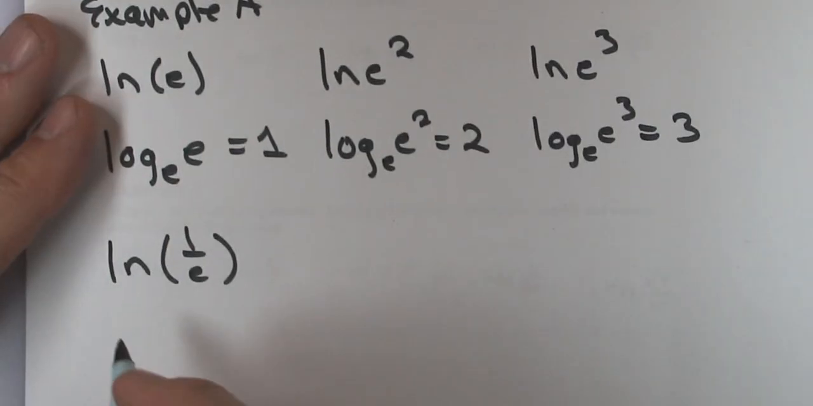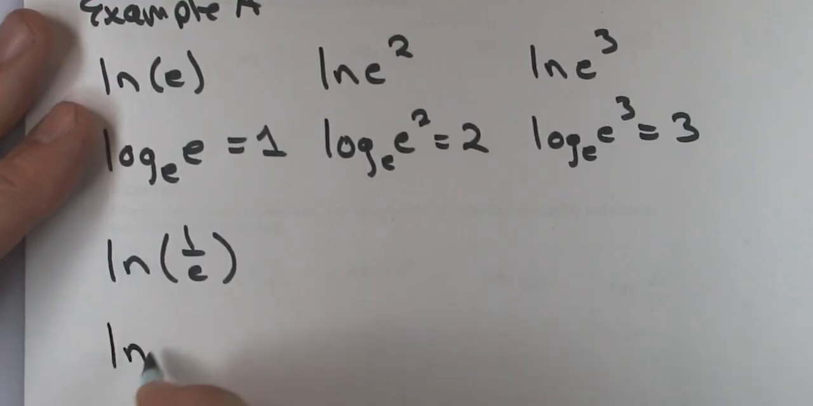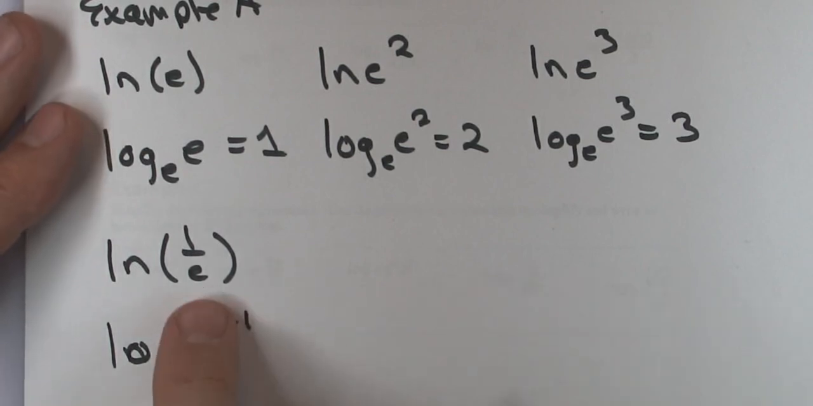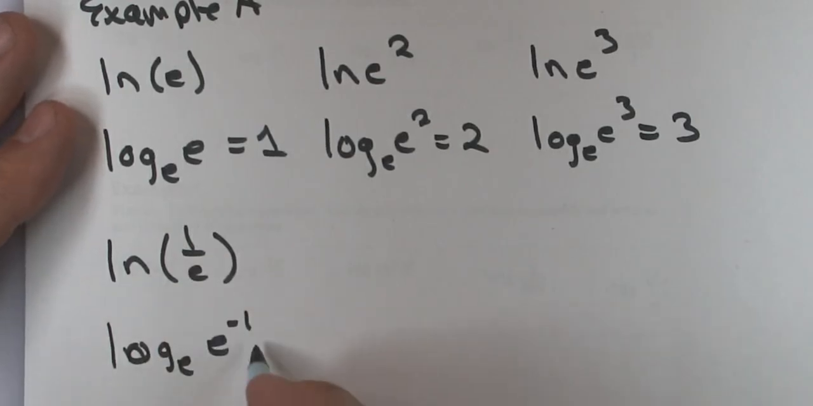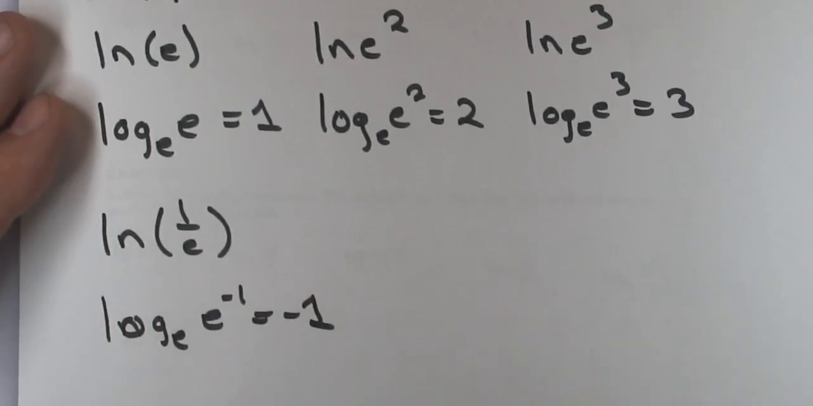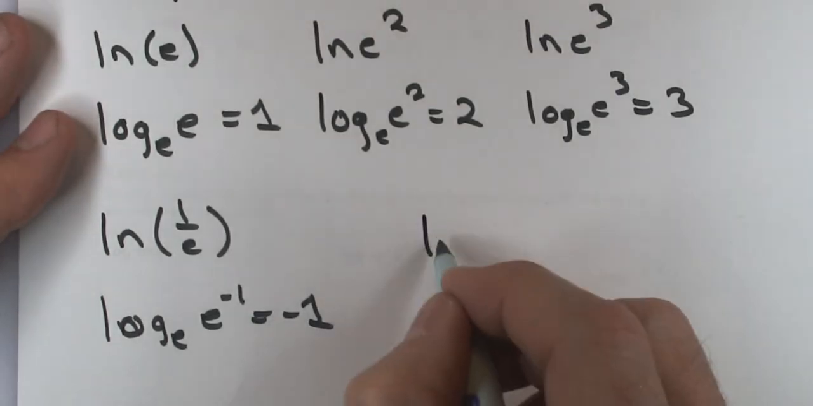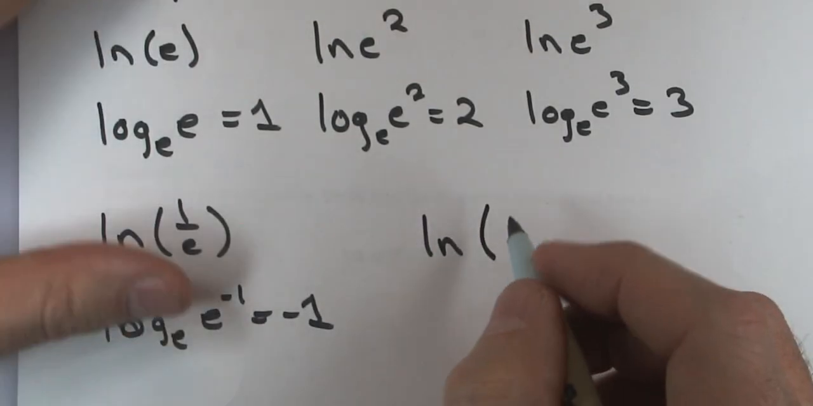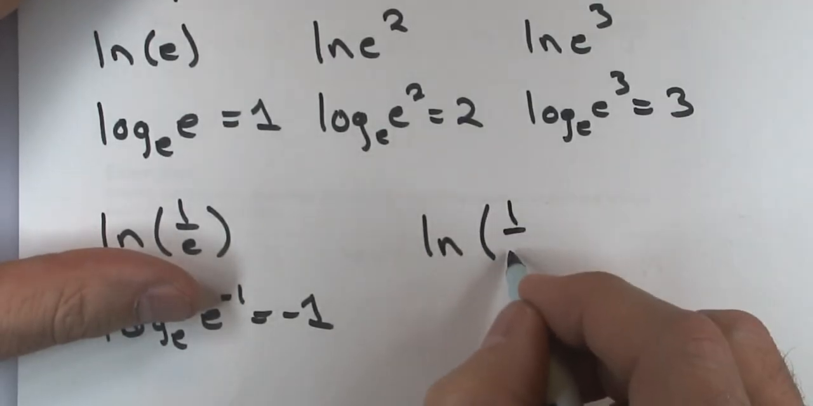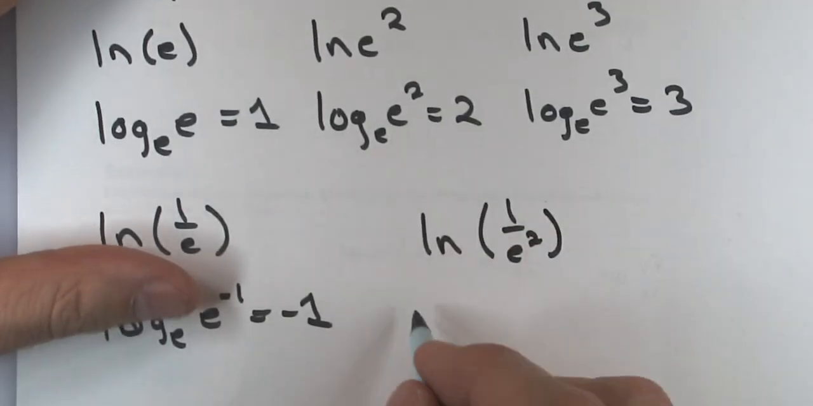Let's see if we can't make sense out of that -1. And I guess the way I could make sense out of this is I could write this as ln, actually better yet, log base e of e to the negative first power, right? Because e to the negative first is really 1 over e, so I get my negative 1 there. Let's take a look at the last one, ln of 1 over e squared.